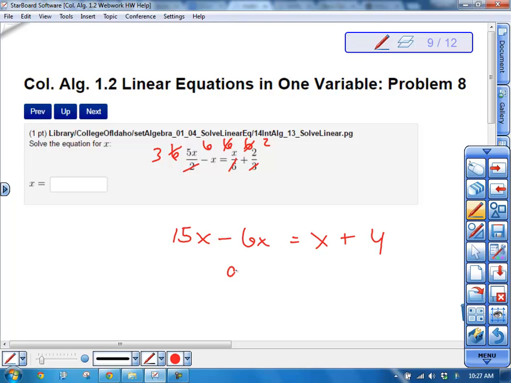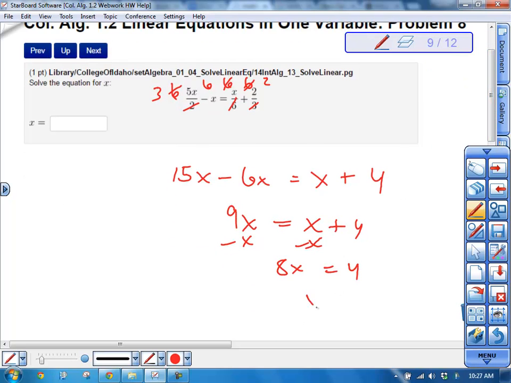Now it's just a linear equation. So I have 9x equals x plus 4, subtract x, and you end up with 8x equals 4, so x equals 1/2 if you divide both sides by 8.